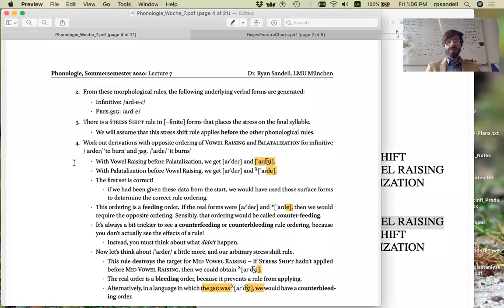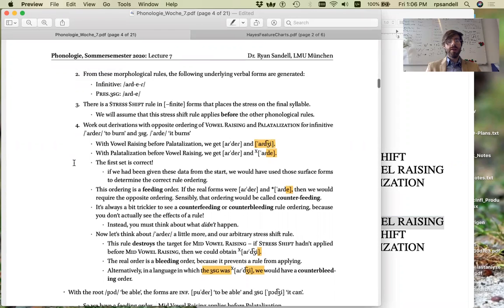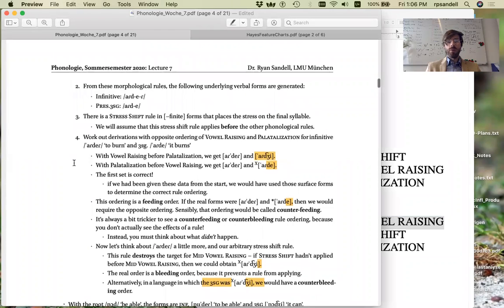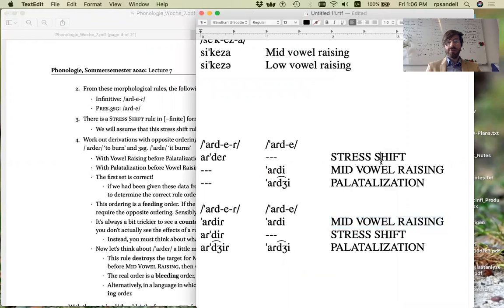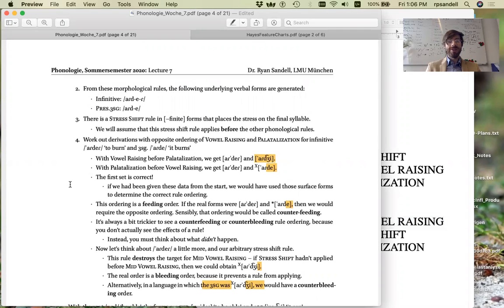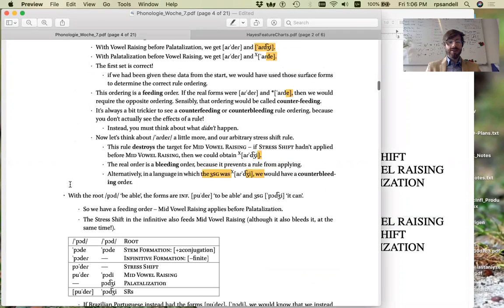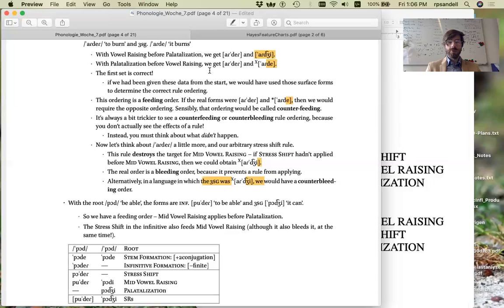I'm going to continue to work with our data from Brazilian Portuguese in order to see how our rules that we've established, our processes of stress shift, mid-vowel raising, palatalization, and let's not forget about low vowel raising, interact with one another. Let's take another example. So we've just worked with the verbal root ar, burn.